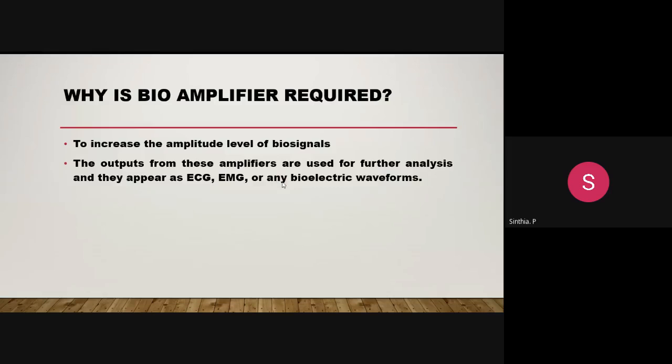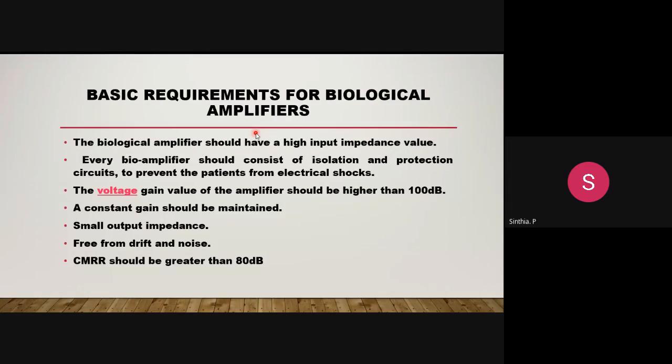Okay. So next, basic requirements of a biological amplifier. What are the features of a bioamplifier? The first thing is it should have high input impedance, right? So the physiological process to be monitored should not be influenced in any way by the amplifier. The process should not be influenced. Okay. Next, the measured signal should not be distorted. That is, it should not be prone to noise interference.